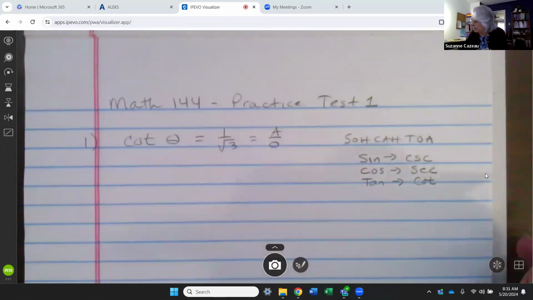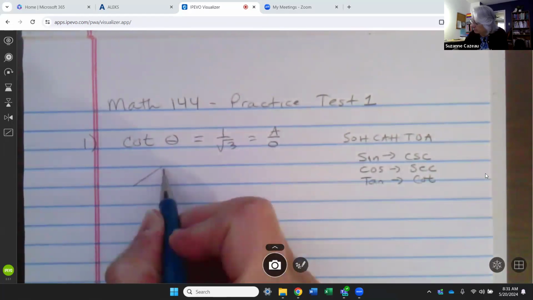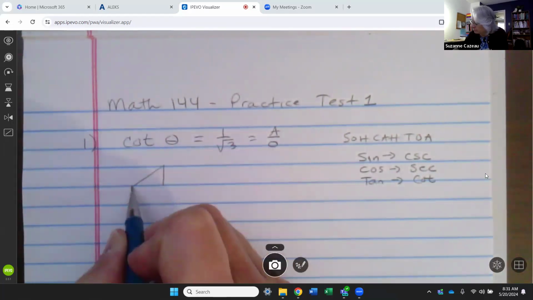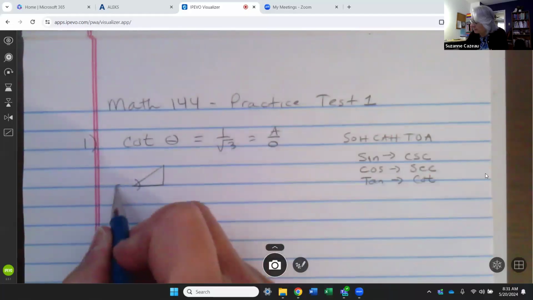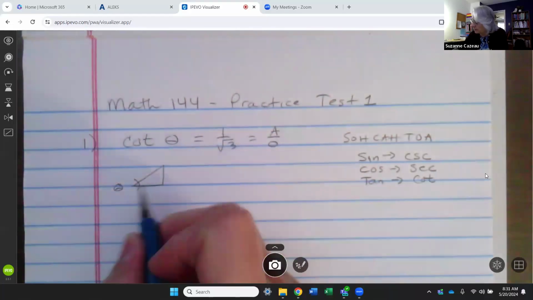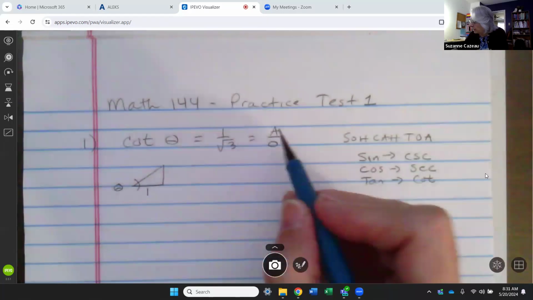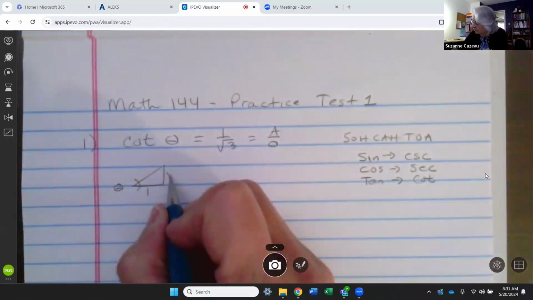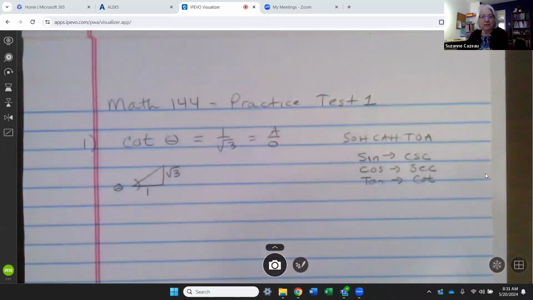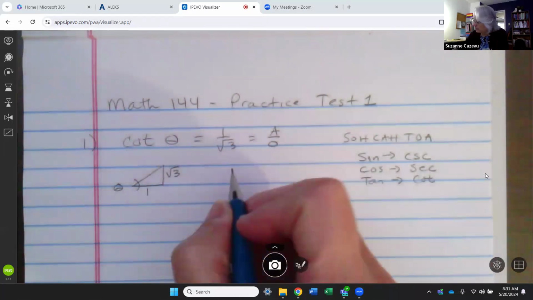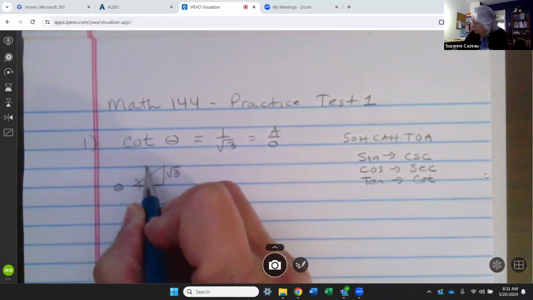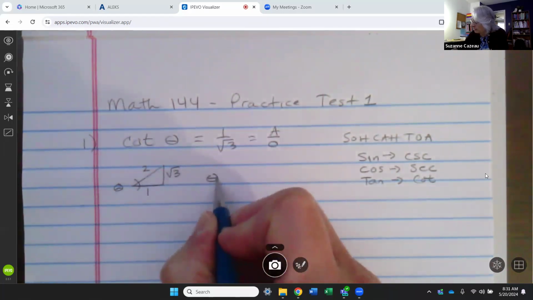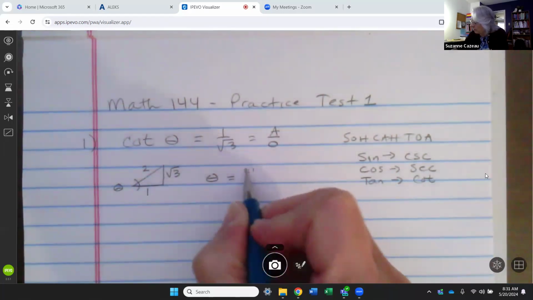Well, I think I know that triangle. Right? If theta is here and the adjacent is 1 and the opposite is root 3, I recognize that triangle. That would be the 1, root 3, 2 triangle, right? So that would be theta is pi over 3.